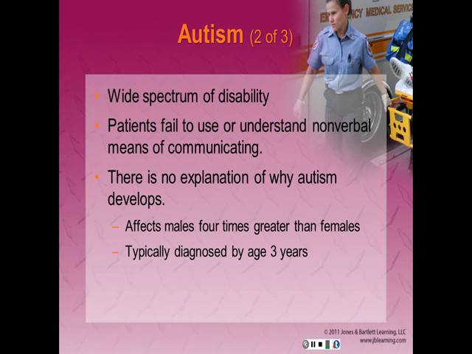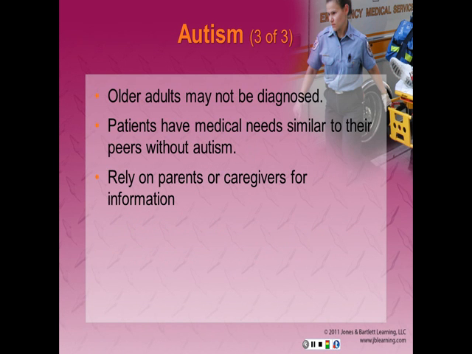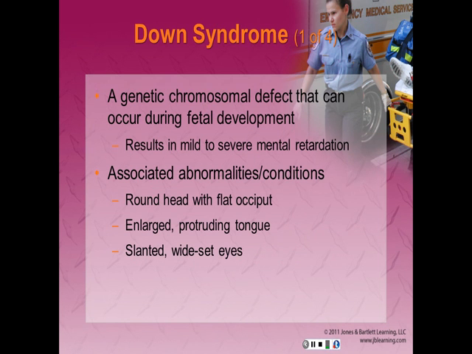It affects males 4 times greater than females, and typically the diagnosis will be reached by the age of 3. Children with autism receive special instruction and care in school-based settings. It is also likely that some older adults with autism have never been diagnosed, nor have they ever received any assistance. Generally, patients with autism do not have other medical disorders and will have medical needs similar to their peers who do not have autism. You need to rely on parents or caregivers for information and keep them involved within the treatment concept.